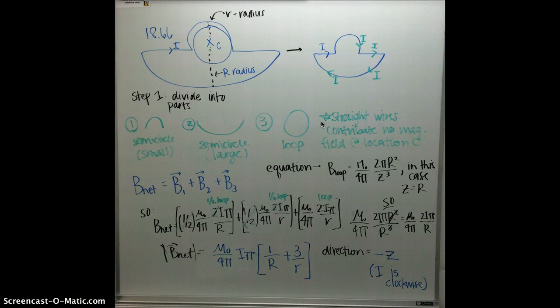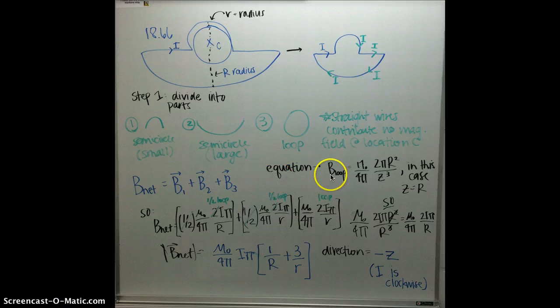And then an important thing to note is that the straight wires on both the left and right side of location C contribute no magnetic field at location C. Because if we were to do the cross product of the unit vector r and our vector dl, then the cross product would eliminate all of the components x, y, and z, giving us a product of 0. So the straight wires have no magnetic field. Therefore, the net magnetic field is equal to the magnetic field of parts 1, 2, and 3.